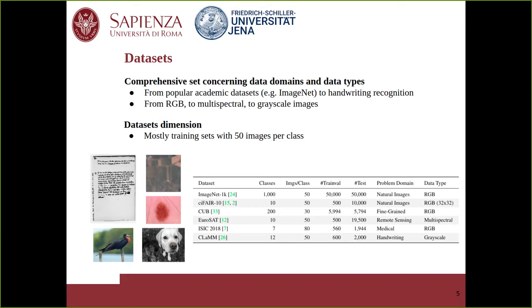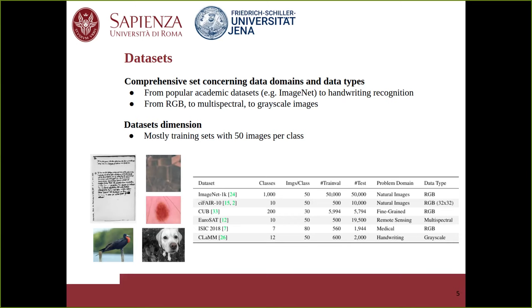As you can see in the table, there are not only RGB images, but also multispectral images, so 13 channels, or grayscale images for the case of CLaMM. In the construction of our datasets, we mostly aim for training sets with 50 images per class, with a couple of exceptions. So for the case of CUB, we used the original split, so 30 images per class, while for ISIC, we increased the number to 80.